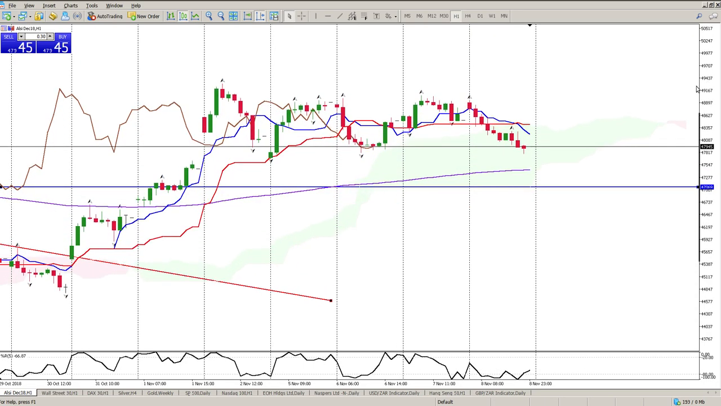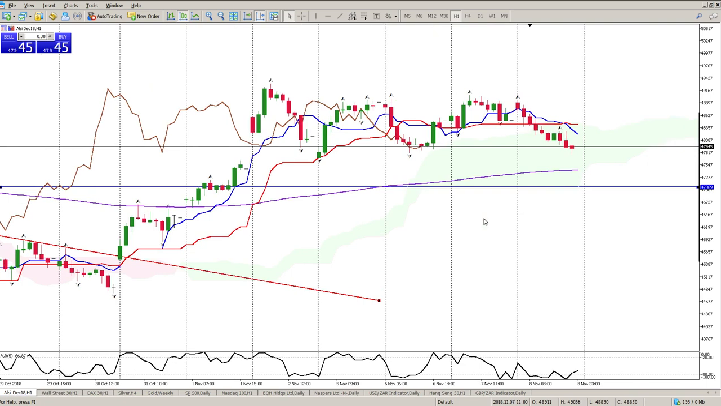Except on the hour where we are in the cloud here, and we sort of had a crossover. So, yeah, a lot of mixed signals. For me, I'm staying far away from this. I think you've got better setups on the DAX and the Dow at the moment, and less margin that you've got to put at risk.